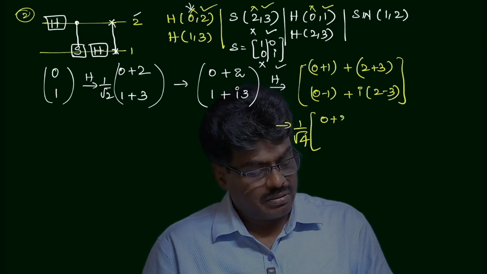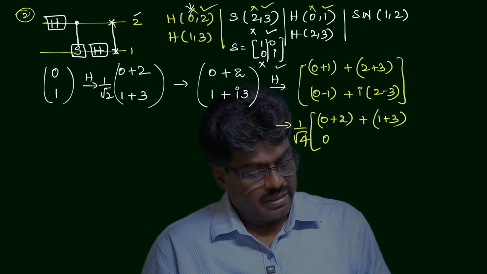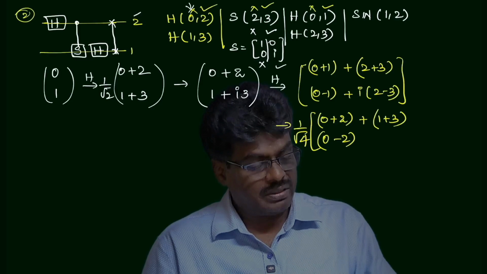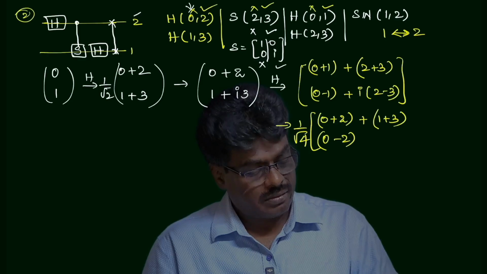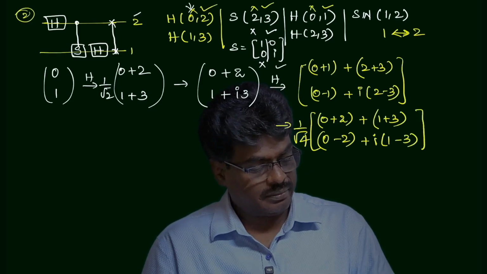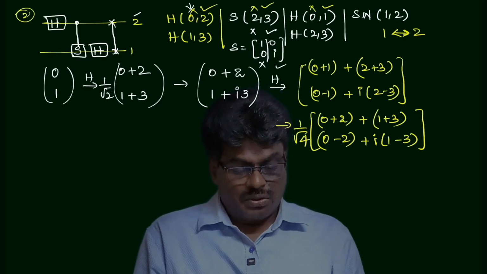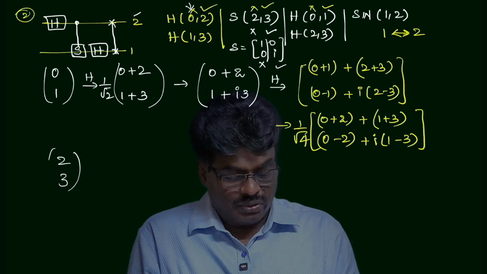0, 2, 1 plus 3, and 0 minus 2, because 1 and 2 swap, and plus i times 1 minus 3. So once you get this 0 1, you can write directly the other one, 2 3.